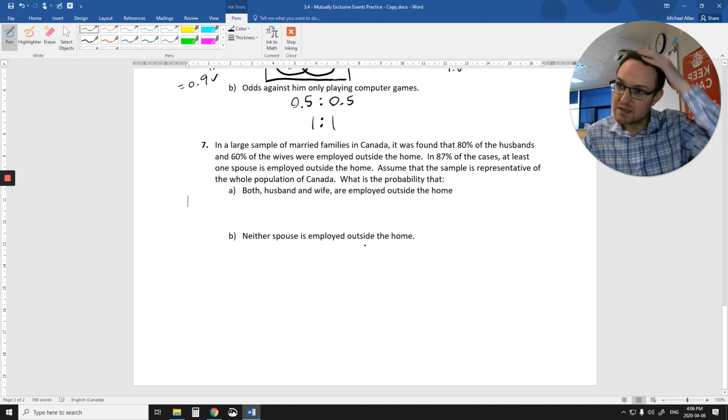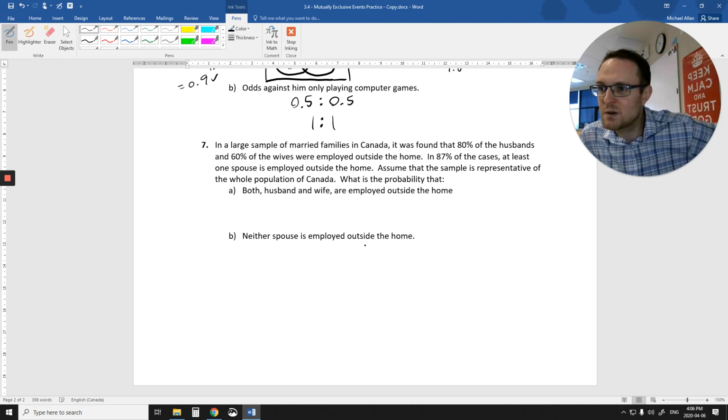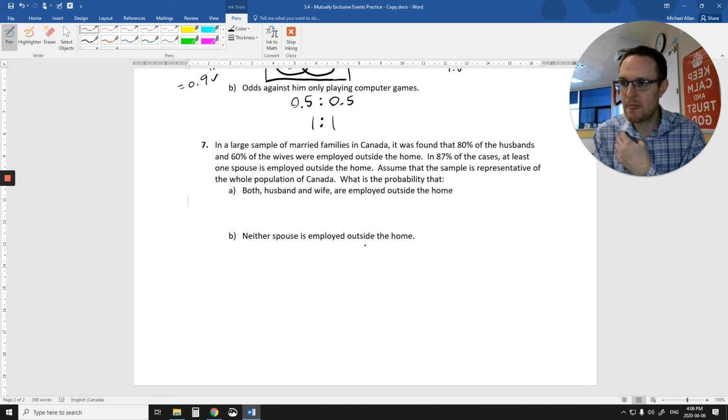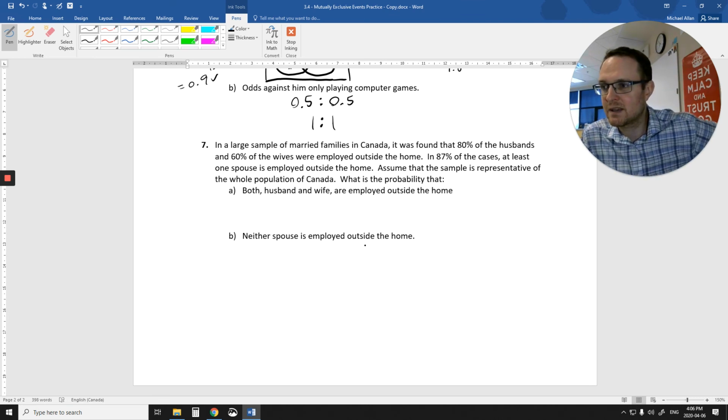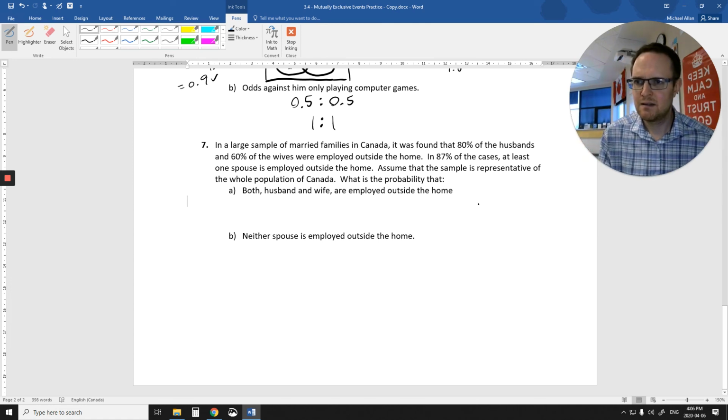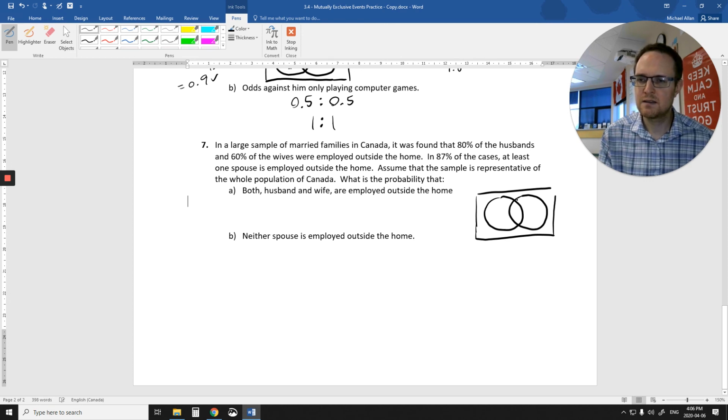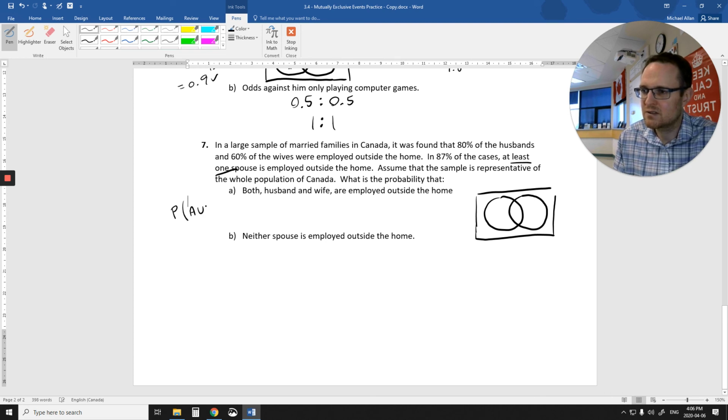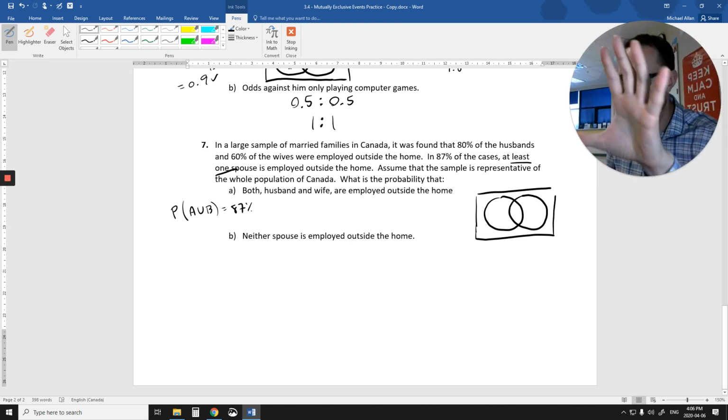Yeah, okay. In a large sample of married families in Canada, it was found that 80% of the husbands and 60% of the wives are employed outside the house. In 87% of the cases, at least one spouse is employed outside the house, okay? At least one, okay? That means in my Venn diagram, that's all the boxes together. That's my total amount. So I have a box here, a box here, okay? So what I know, because this is at least one spouse, all my boxes, the union of these two things are going to add up to 87%. So we have 80% for the husbands, 60% for the wives individually, and then together it's 87.